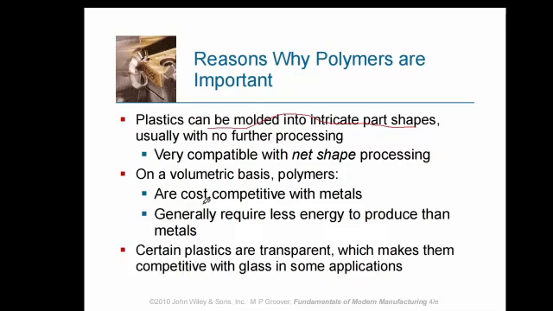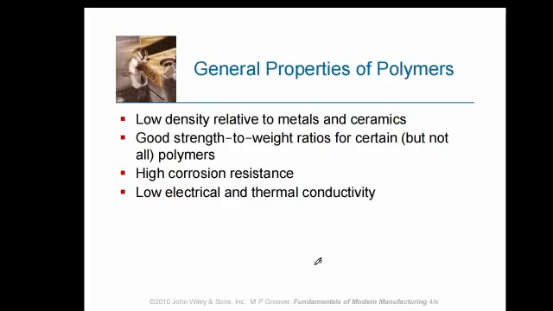And then generally, the polymers, they require less energy to produce than the metals. And some plastics are even used as substitutes for glass because the plastics are transparent and can be used as substitutes for glass in some applications. Here I have general properties of polymers.